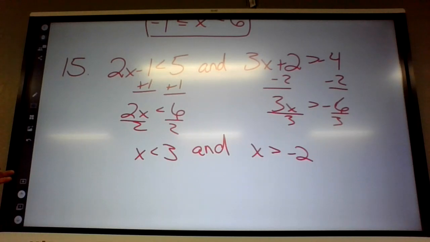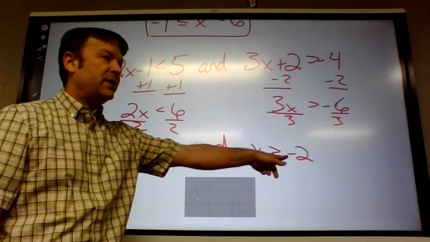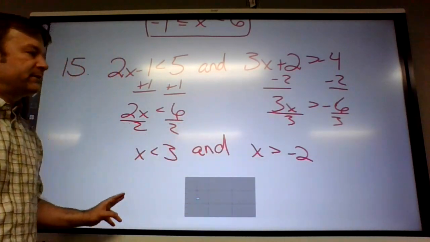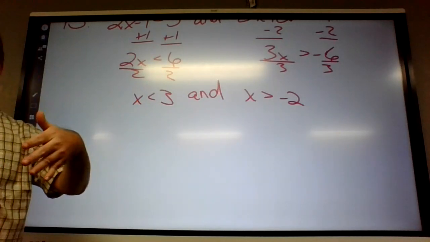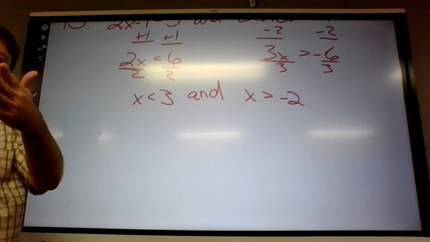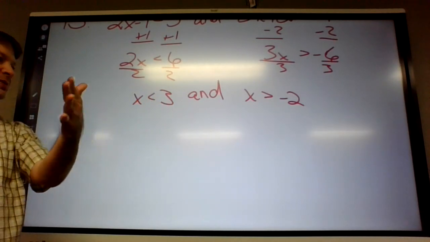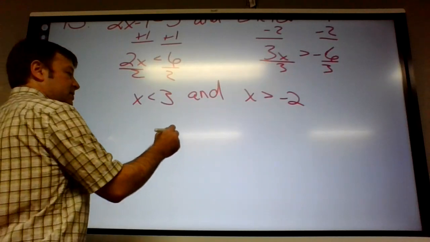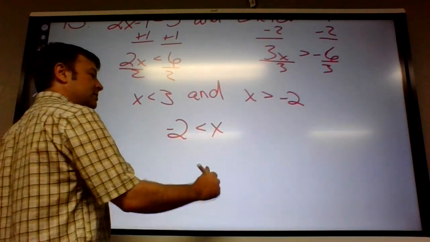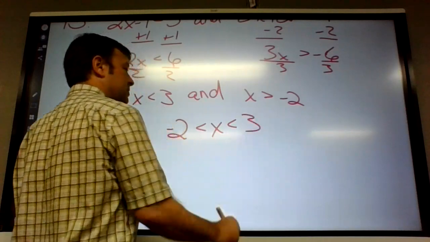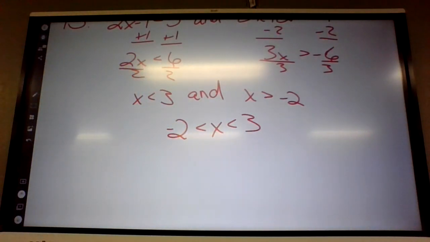Alright, so what numbers are less than 3, 2, 1, 0, and greater than negative 2? It'd be the numbers between them. Negative 2 is over here, 3 is over here. Less than 3, greater than negative 2. So it's the numbers between. So it's greater than negative 2 and less than 3.